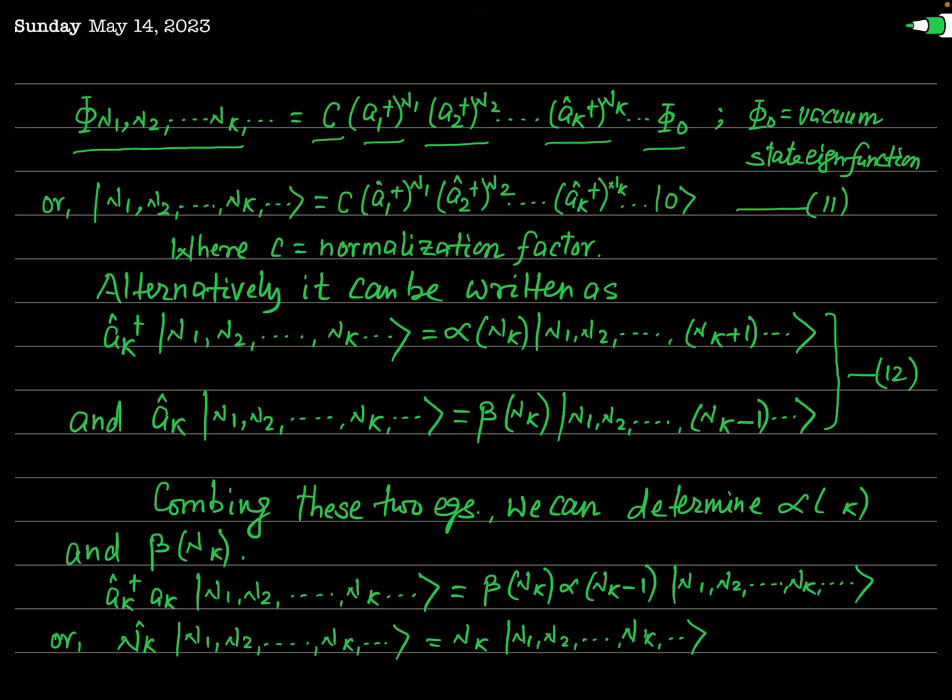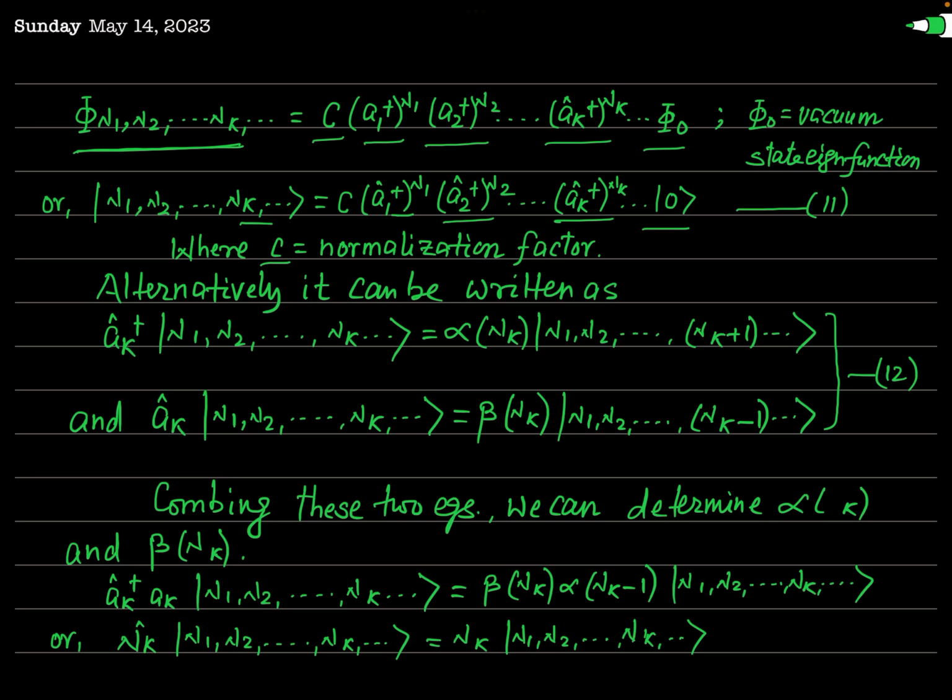Or in ket symbol, you can write this state like this: ket of n1, n2, so on, nk is equal to C a1 dagger to the power n1 times a2 dagger to the power n2, so on, ak dagger to the power nk, ket 0. And as I have told you, this C is simply the normalization constant or normalization factor.